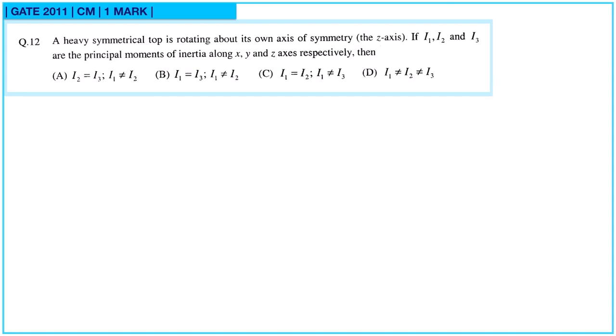Question number 12. A heavy symmetrical top is rotating about its own axis of symmetry, that is the z axis. If I1, I2 and I3 are the principal moments of inertia along x, y and z axis respectively, then... So we have a symmetrical top and it is rotating around z axis, and the other axes are x and y.